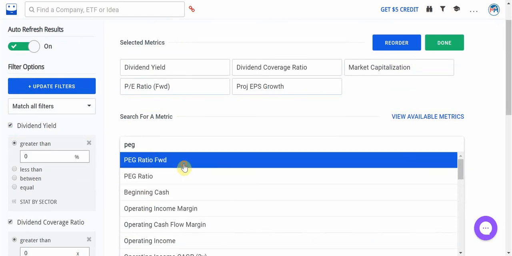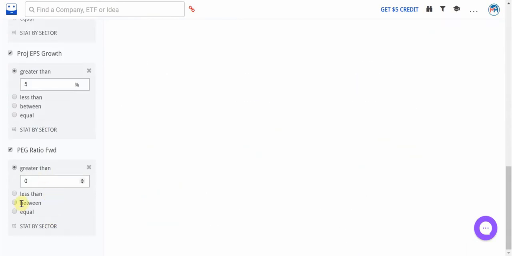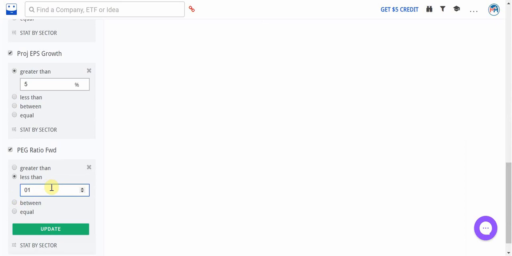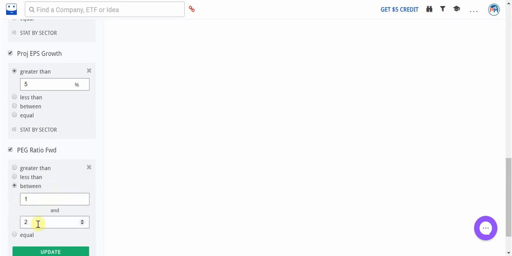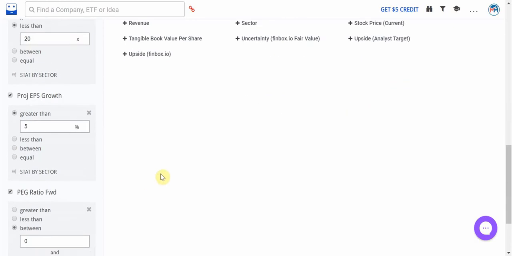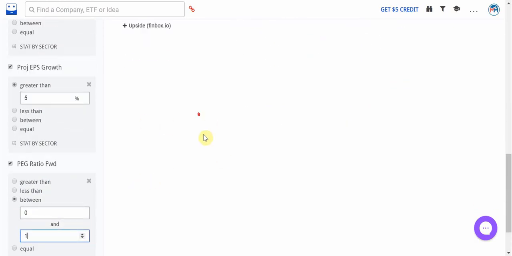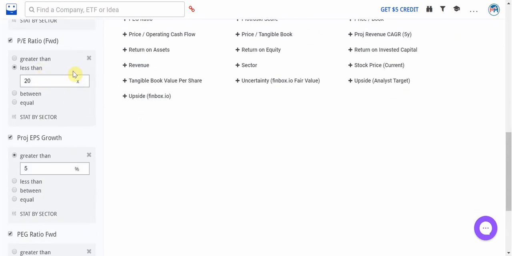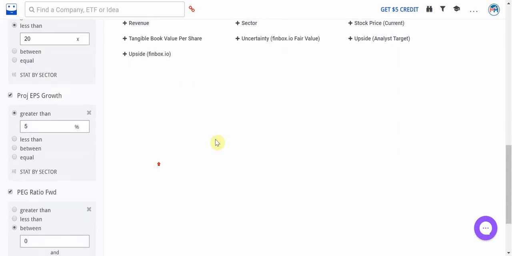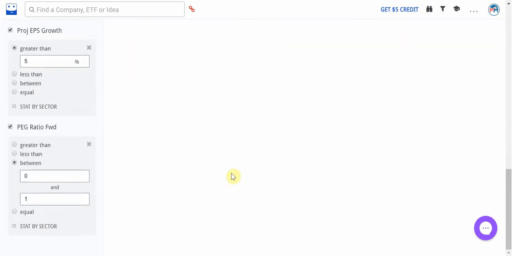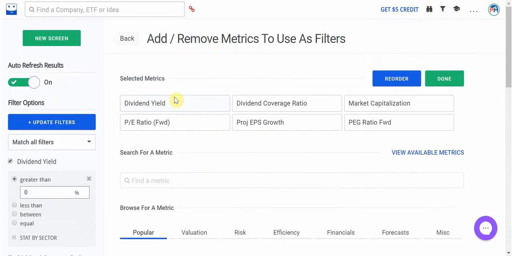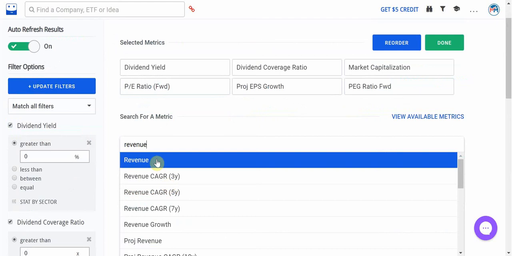PEG ratio on a forward basis, I like this to be less than 1. Well, let's do between, because we don't want to capture anything that's 0 or less than 0. What this formula says is that the PE ratio relative to the earnings growth will be less than 1. So if there's a stock whose PE ratio is 20 times and EPS growth is 20%, then that's a ratio of 1. You want anything less than that. And then from there, a couple more would be revenue growth.